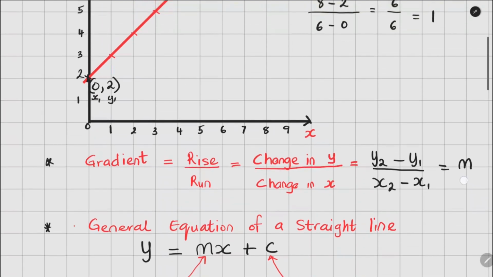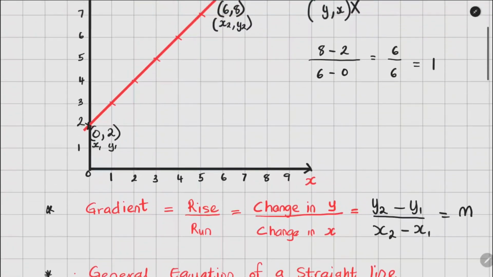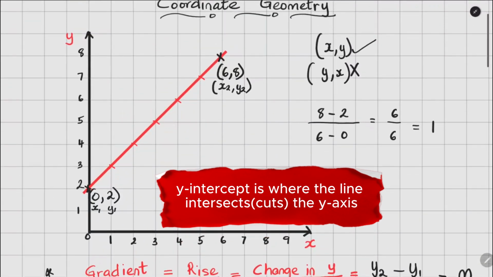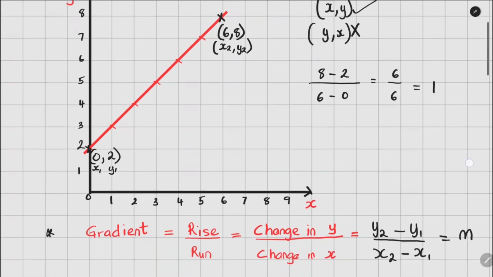What is the y-intercept? The y-intercept is where the line cuts or crosses the y-axis. Remember, this is our y-axis here, and this line is cutting the y-axis at this point. It's cutting the y-axis at 2. Therefore, we can write the equation of this straight line as y equals, what's our m? 1, x plus c. What is our c here? Our y-intercept is 2 there. So the equation of this line turns out to be y equals x plus 2.